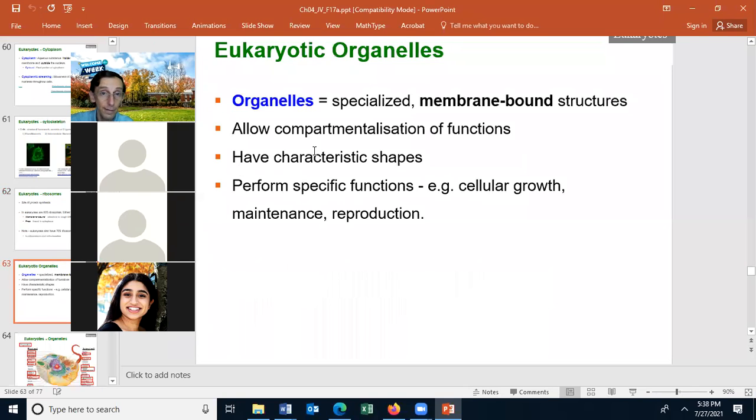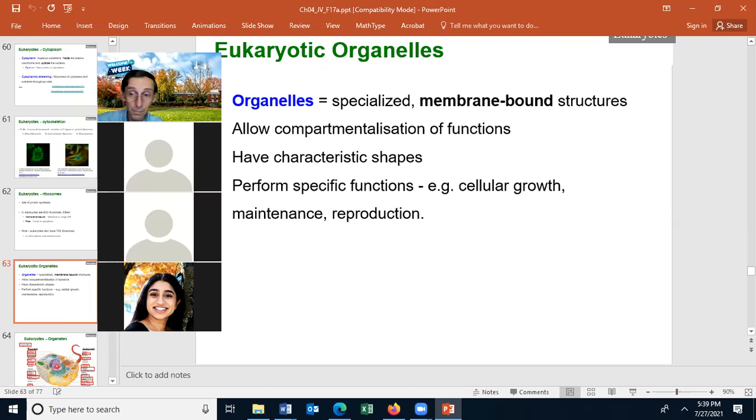Eukaryote cells have organelles, and by organelles I mean a specialized membrane-bound organelle or structure that allows the cell to be compartmentalized, and each compartment is a different organelle which is responsible for a different function of the cell. For example, the largest organelle in an animal cell is the nucleus, and its function is to hold the DNA and protect it. The organelles have characteristic shapes and sizes, and from them you can recognize which organelle it is. They do perform a specific function. It could be a function in cellular growth, maintenance, or reproduction.